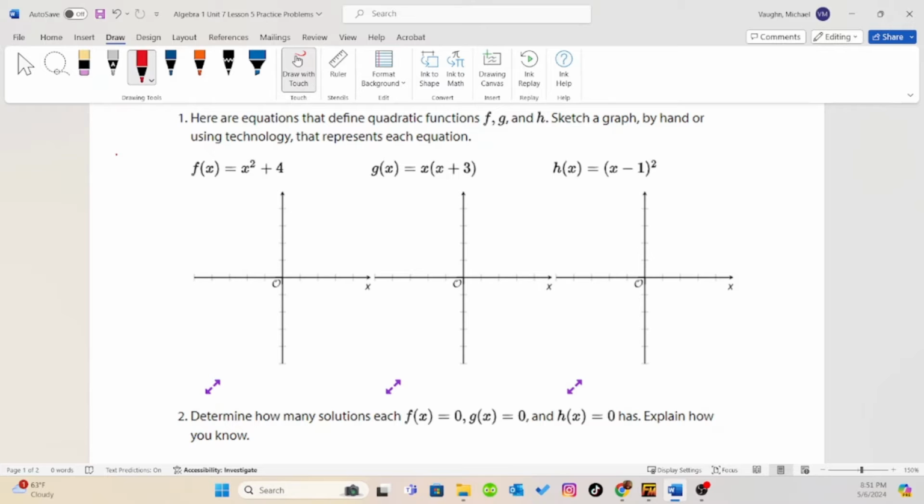Here are equations that define quadratic functions f, g, and h. Sketch a graph by hand or using technology that represents each equation. So in function f, we know two things. First, a is positive, so this is going to be a parabola that opens up. And c is positive 4. So this is going to have a vertex at y equals 4, and it's going to open up.